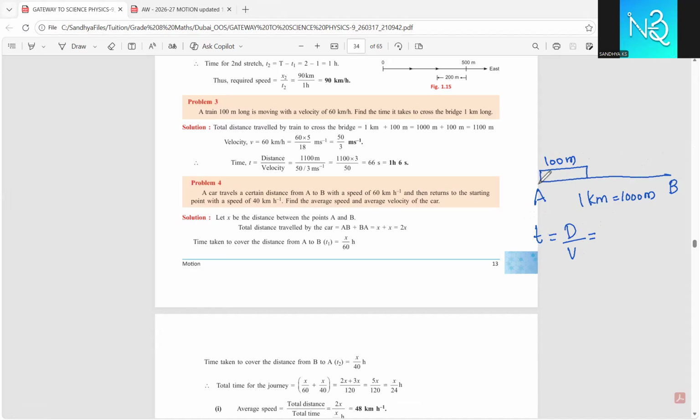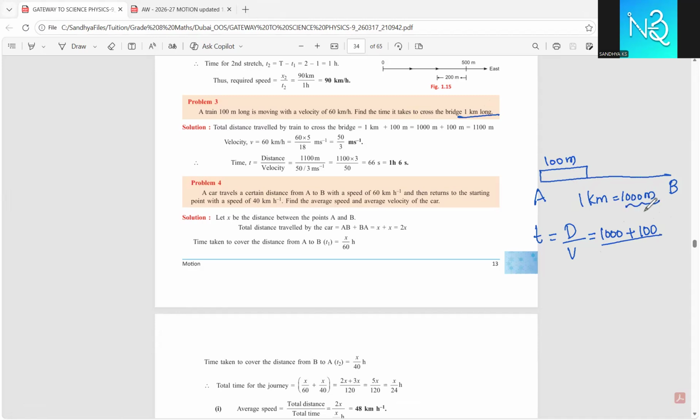Total distance traveled by the train to cross the bridge of 1 kilometer will be equal to the total length of the bridge plus 100-meter length of the train. That also you want to include. That will be the total distance divided by velocity. Already they have given 60 kilometer per hour. But here we have converted to meter, right?